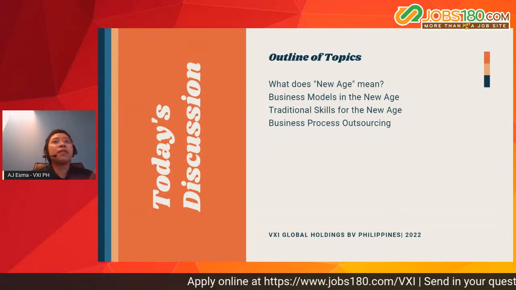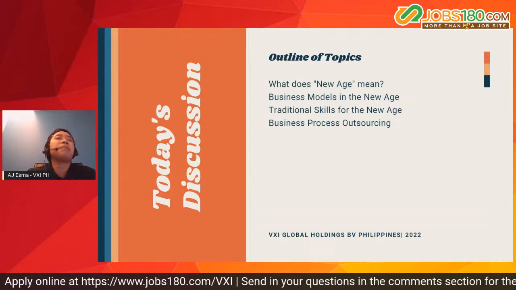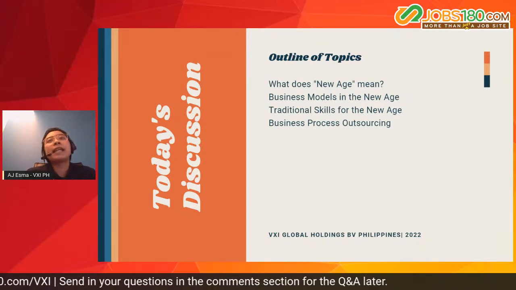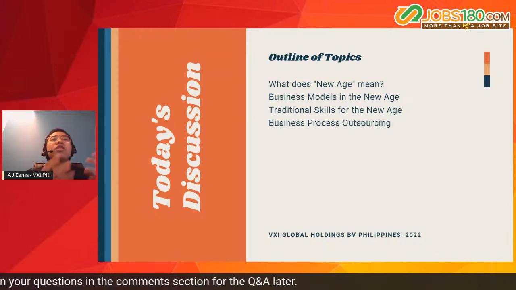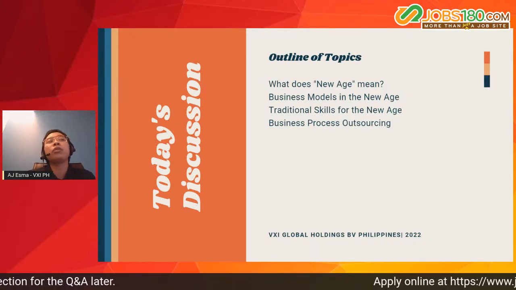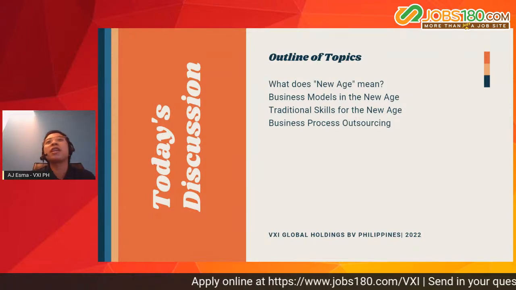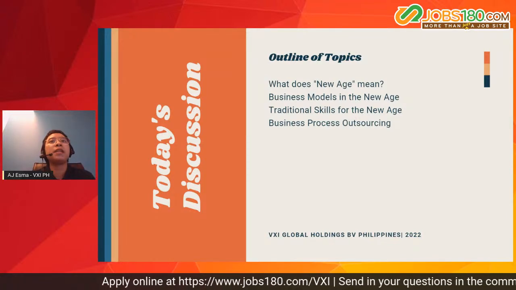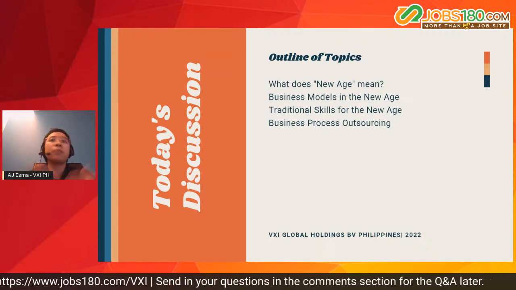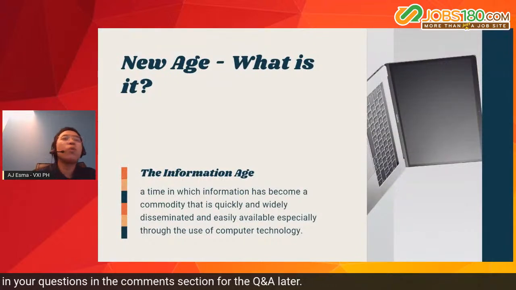So these are the topics that I will be covering. First, new age, what does it mean? Next would be business models in the new age. Next, we will be discussing some traditional skills that are still working out or that would still be able to help us in our journey to working in the new age. Next, I will be discussing to you guys what business process outsourcing is. Okay, so let's begin.